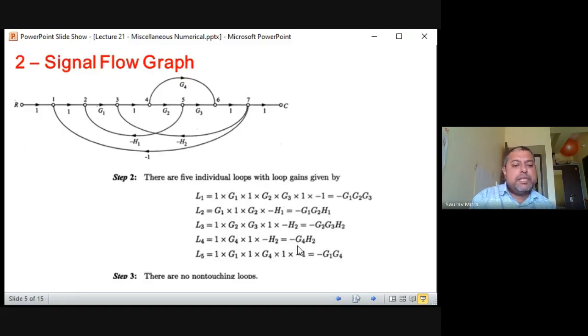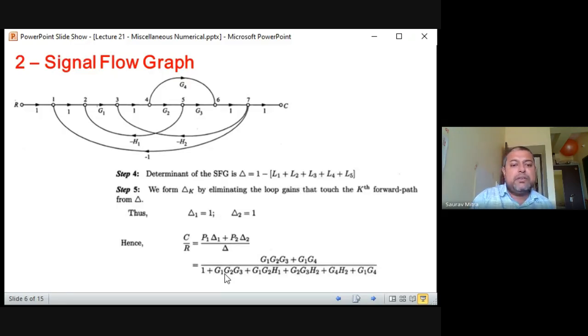So these are the 5 loops, and there are no non-touching loops. So directly you can find out what is the transfer function. So this is P1 plus P2, because both the forward paths are touching all the loops. Both the forward paths have this as the main forward axis, or this much part, and that is touching all the loops. So there is no loop which is not sharing a node with any of the forward paths. That means at least one node will be there which is common between each loop and the forward path. Okay, so that is the definition of overlap.